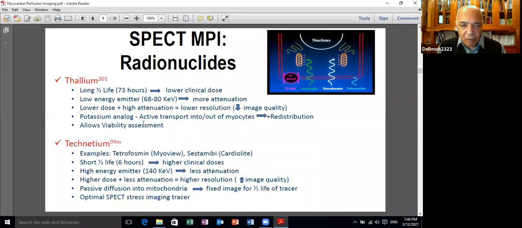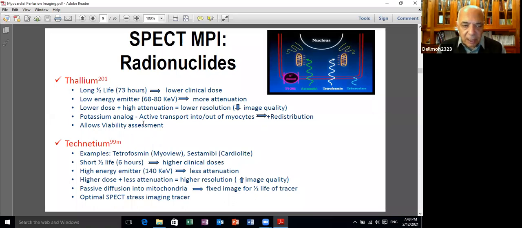Technetium is available in two compounds, two carriers. The two carriers are tetrofosmin and sestamibi. They are very equal to each other, and they are used by different laboratories. These have the same outcome and the same resolving power of the obtained picture. It has a short half-life, so the irradiation is less with technetium than with thallium.